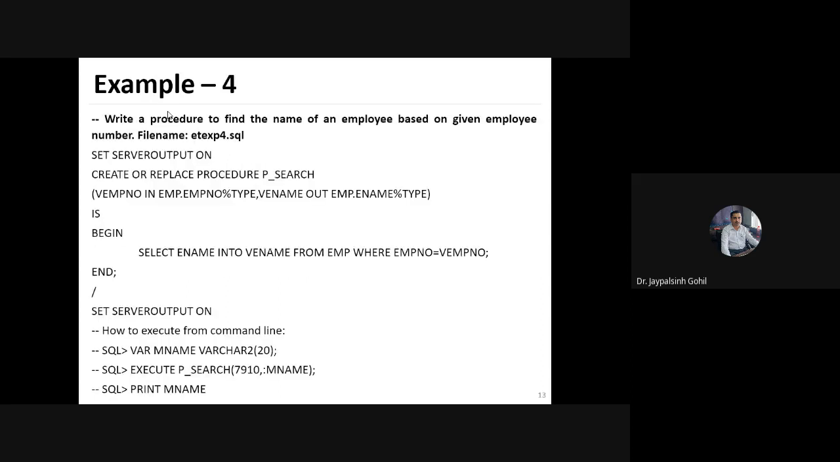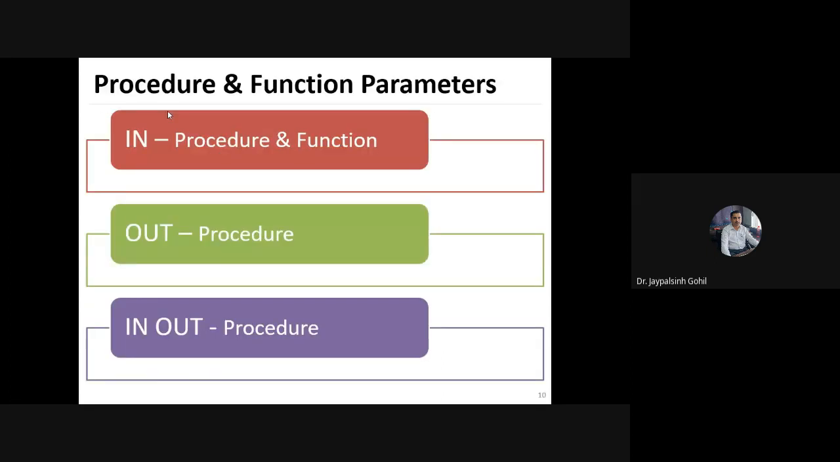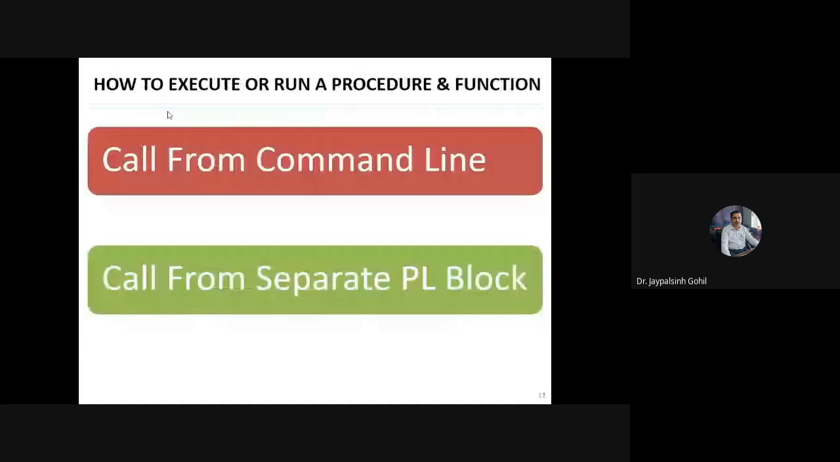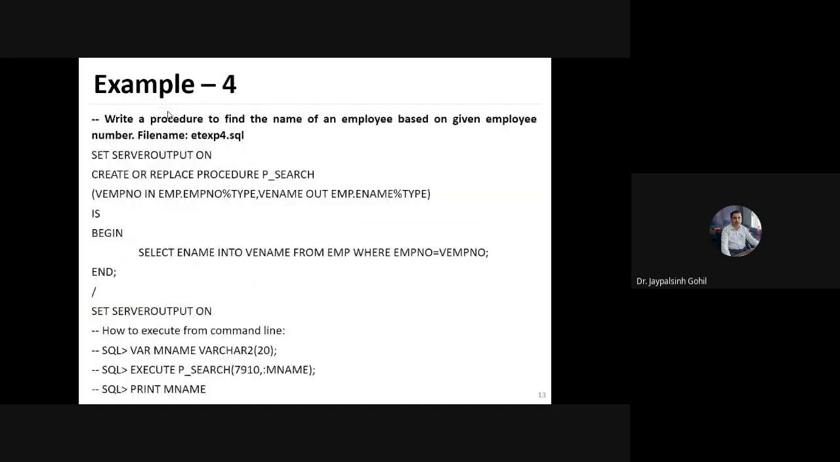Now example number 4, same example is there, but this is related to example 2. Let me go back to our example 2. What we are doing in example 2, we are searching the employee, right? Based on the given employee number, we will search the employee from the EMP table. Now same task I want to perform through procedure.